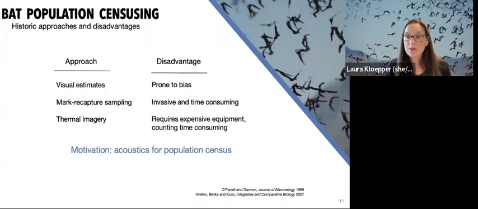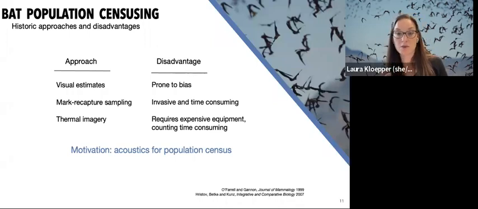So historically, the way that bats have been counted can fall into three buckets: visual estimates, mark recapture sampling, and thermal imagery. But each of these historical estimates has a disadvantage. Visual estimates can be really prone to bias. Mark recapture sampling can be invasive, especially when we're talking about the pathogenic fungus, and time consuming. And thermal imagery is really emerging as the go-to for monitoring bats. But even with technology becoming more affordable, it still requires fairly expensive equipment.